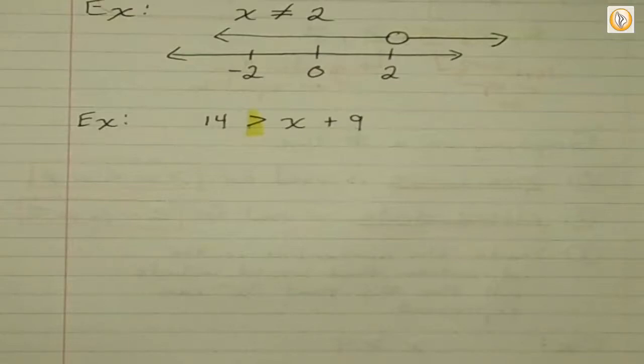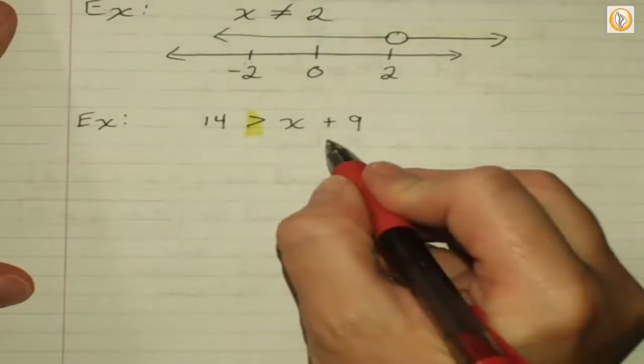So, Atalia, how do I isolate the variable? How do I solve for x? You subtract 9 from 14 because of the opposite.